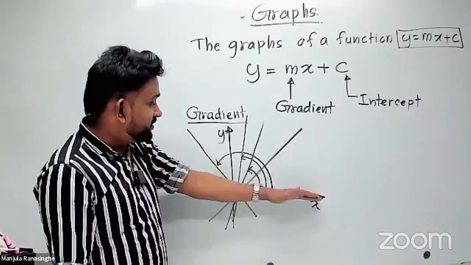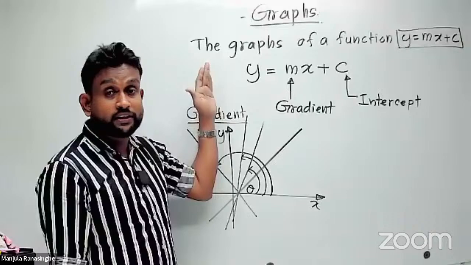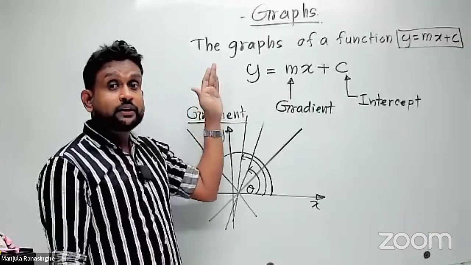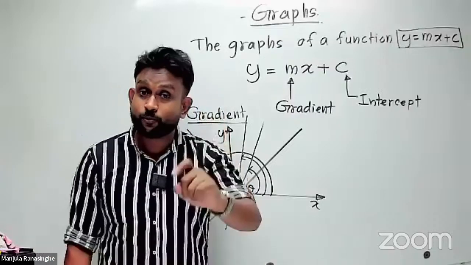So this is theta, and as it increases, the gradient value increases. When it goes beyond 90 degrees, it becomes a negative gradient.